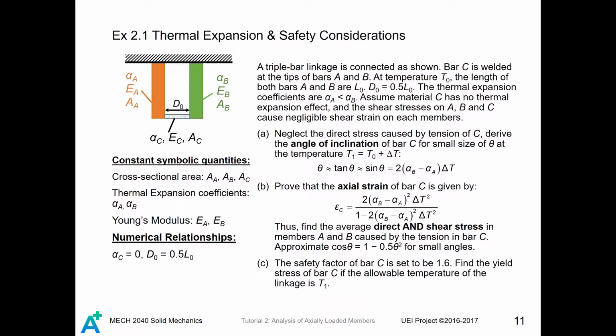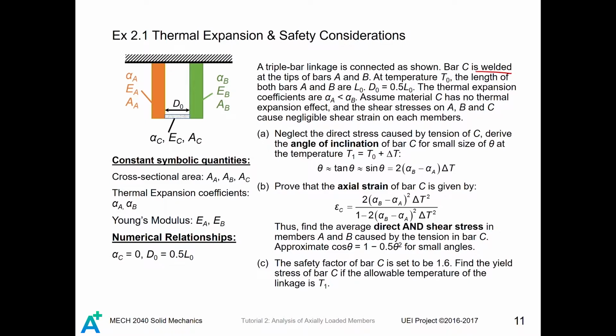A triple bar linkage is connected as shown. Bar C is welded at the tips of bars A and B. For those who have attended the industrial training in winter, you should know what welded is. If you didn't attend, it is just like having a fixed end on those two bars. After welding, the material is very firmly attached to those two bars. It is not easy to remove it.